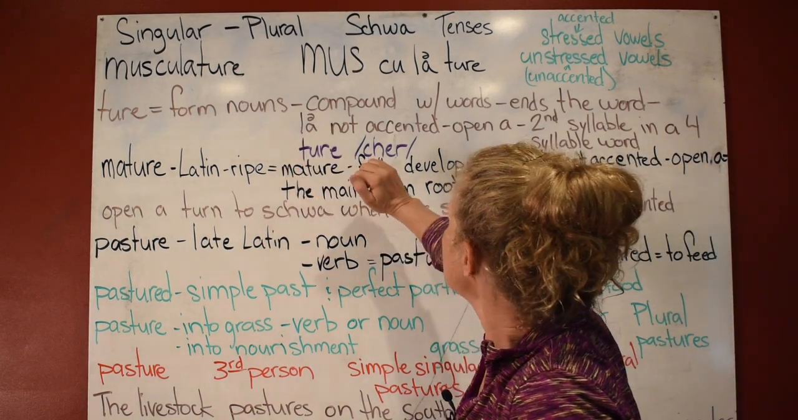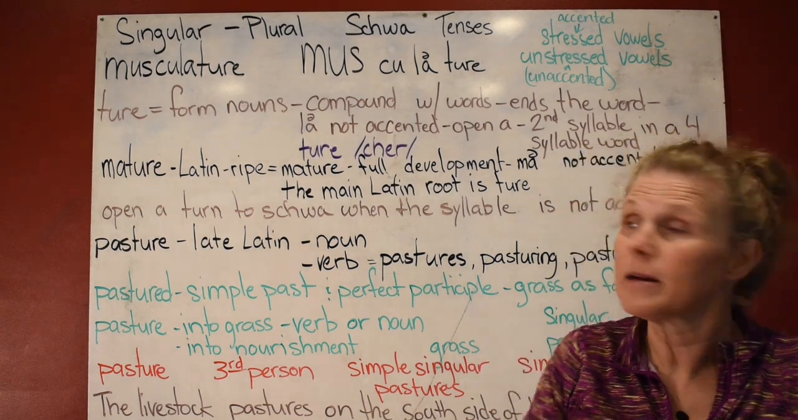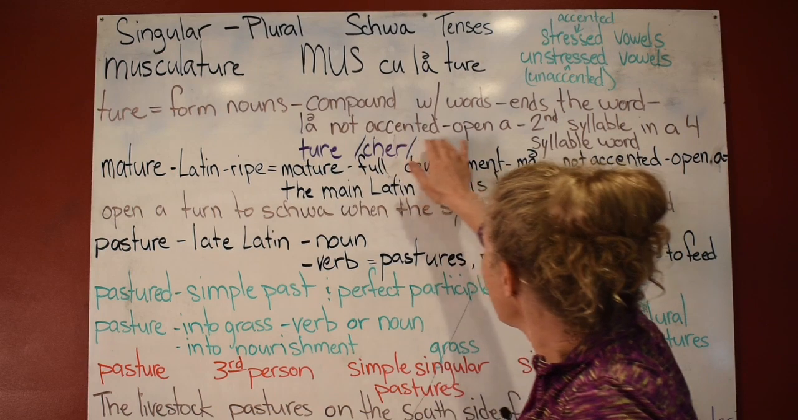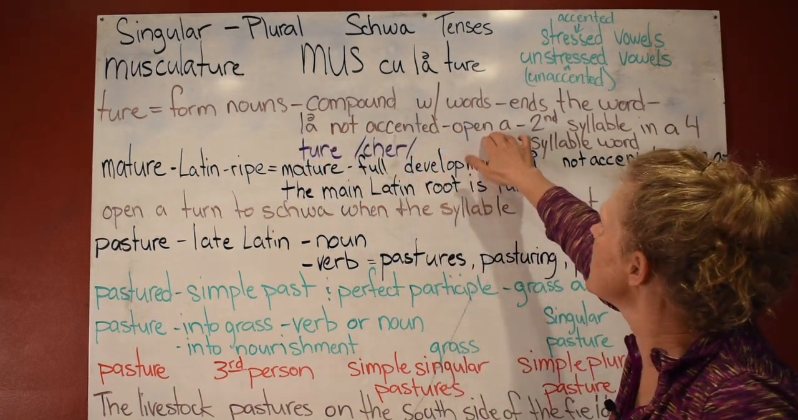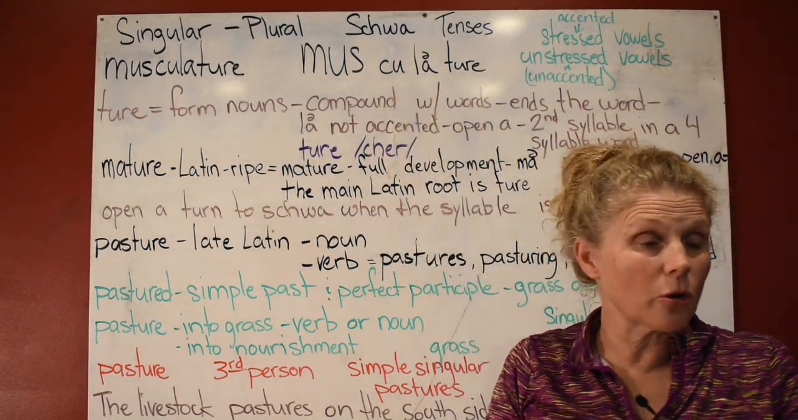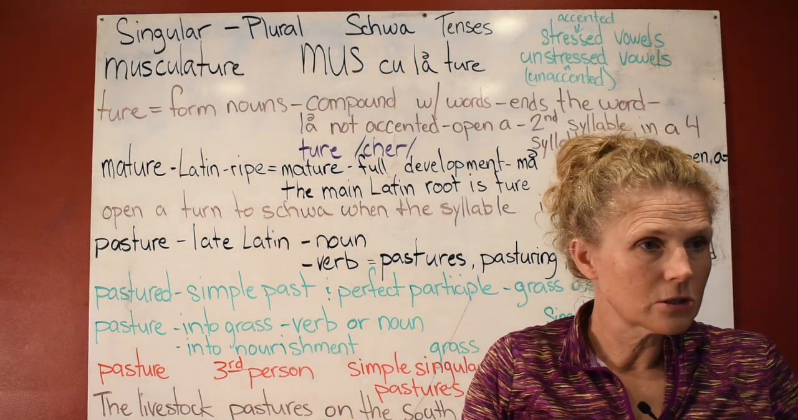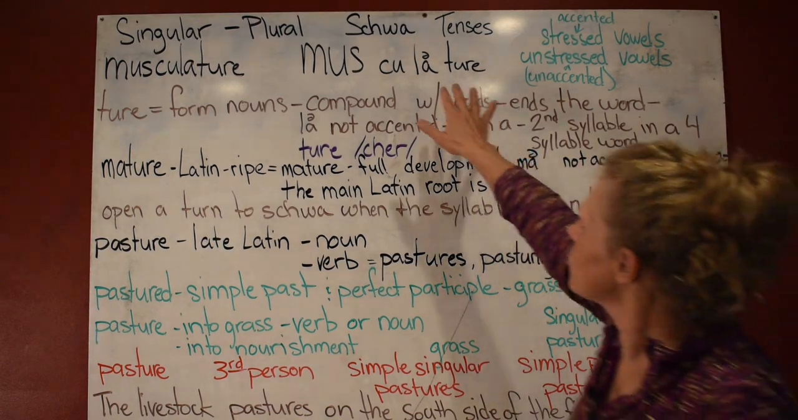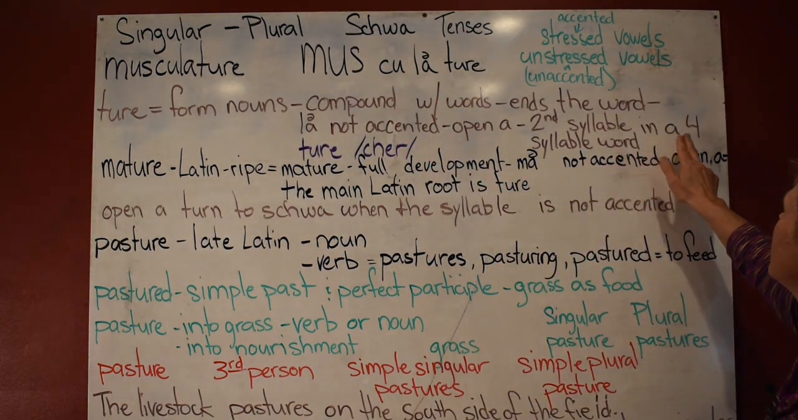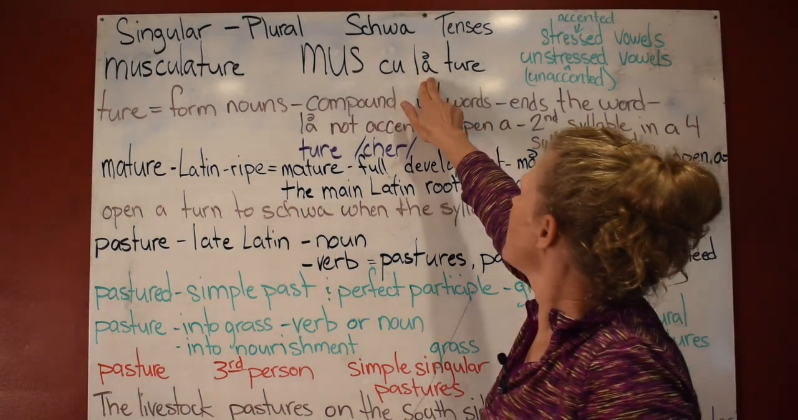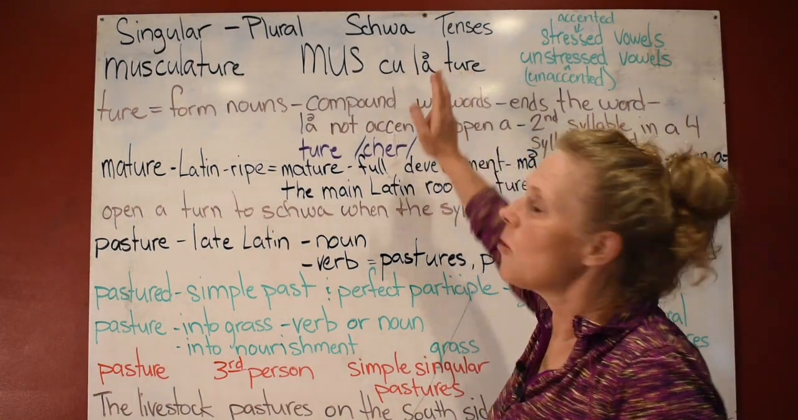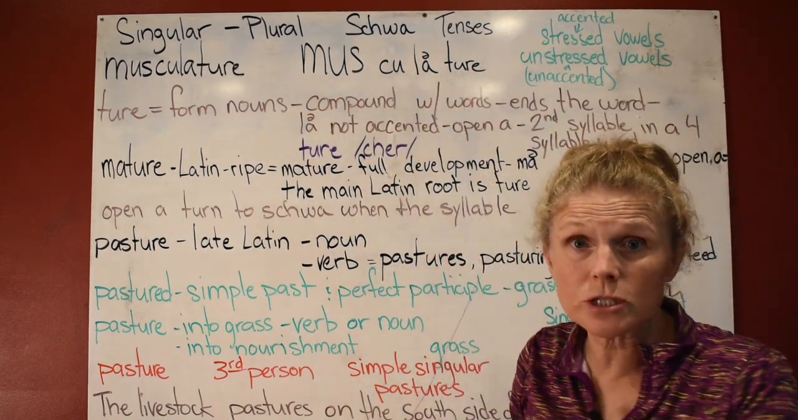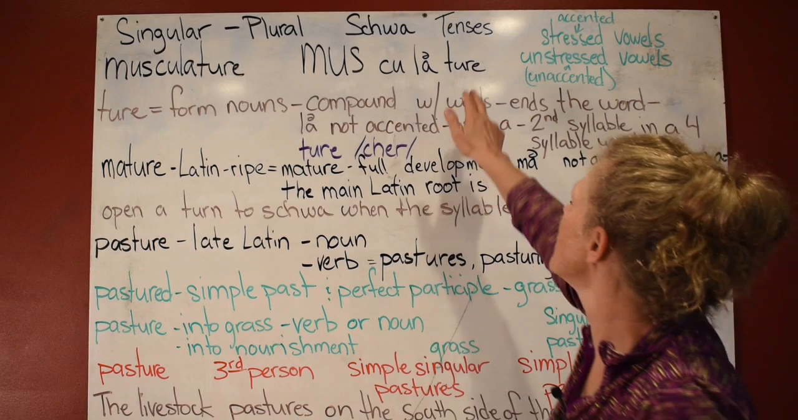The la, an open A right here, it's not accented here. When it's an open A, it's going to go to what? Schwa. Okay. Now, we're talking about this word, the second syllable in a 4-syllable word. Now, most of the time in a 2-syllable word, where's the accent?